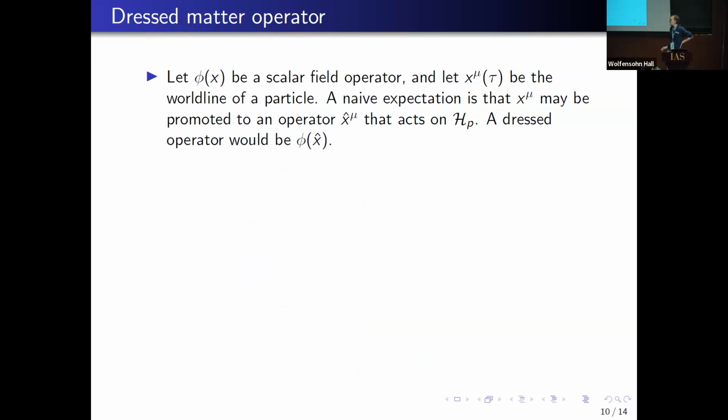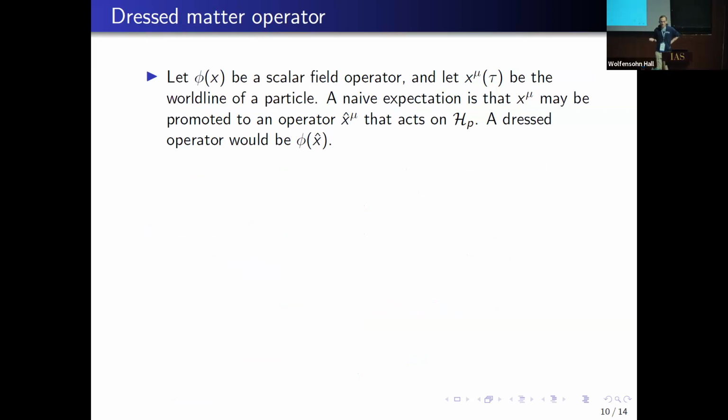Okay, so now let me talk about how we're going to address a scalar field operator to a particle. Let phi(x) be a scalar field operator, and let x^μ(τ) be the worldline of a particle. A naive and incorrect expectation is that the degrees of freedom x^μ could be promoted to an operator that acts on the single particle Hilbert space. So this is incorrect.